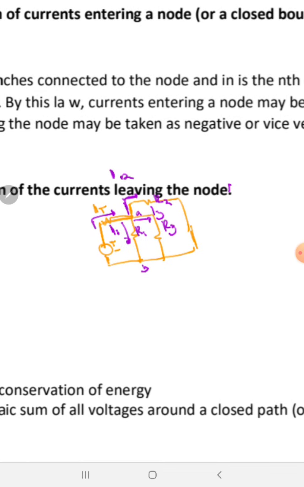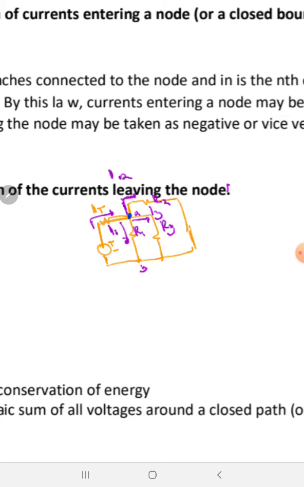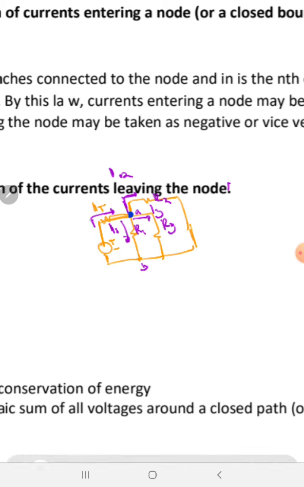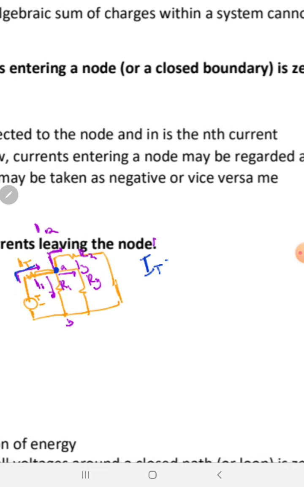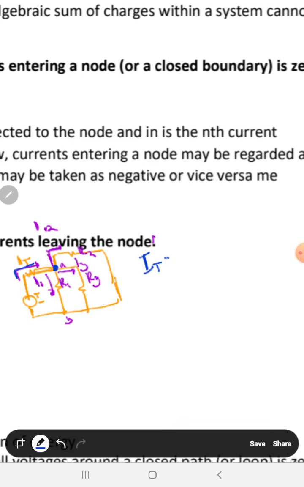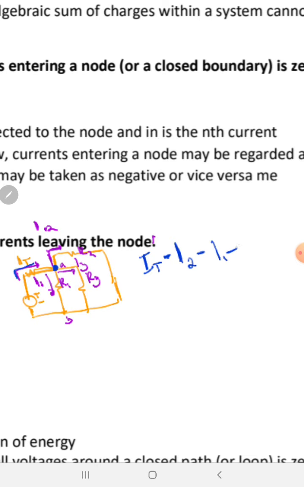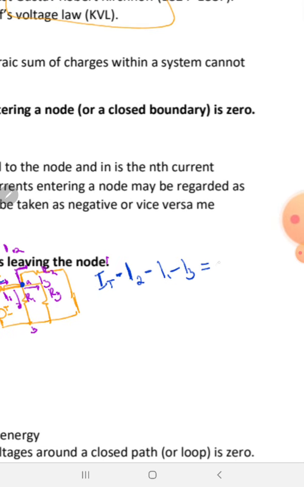So, this is our node A. A current entering your node A is your I total. Positive yan. And then, your currents leaving your node A are your I2. So, pag leaving yan, always take note na negative yan. Negative I2 minus I1 minus your I3 because they are leaving the node. Which means they are equal to 0.